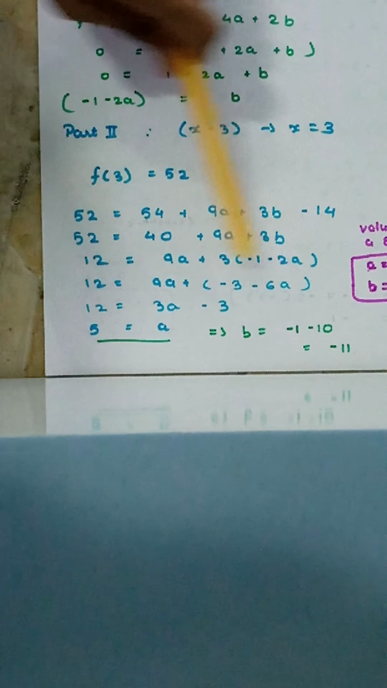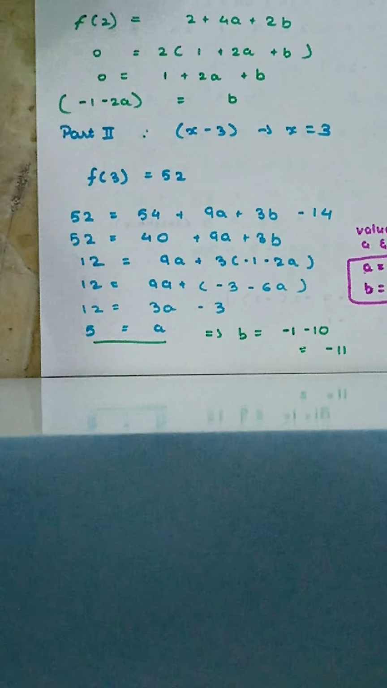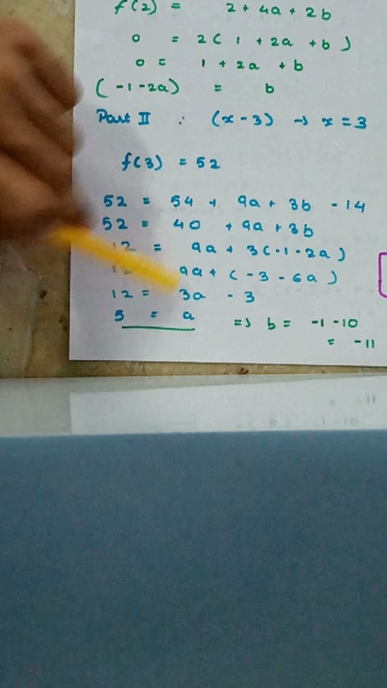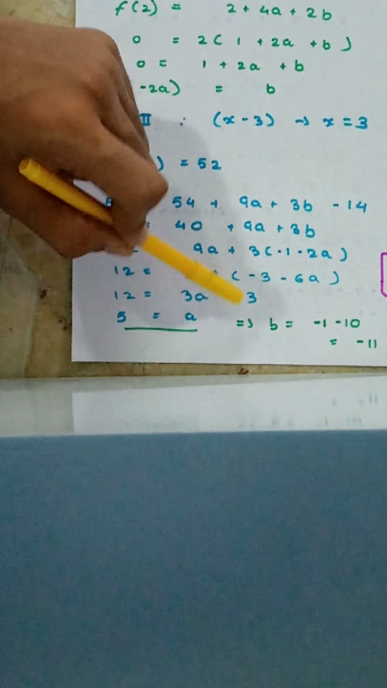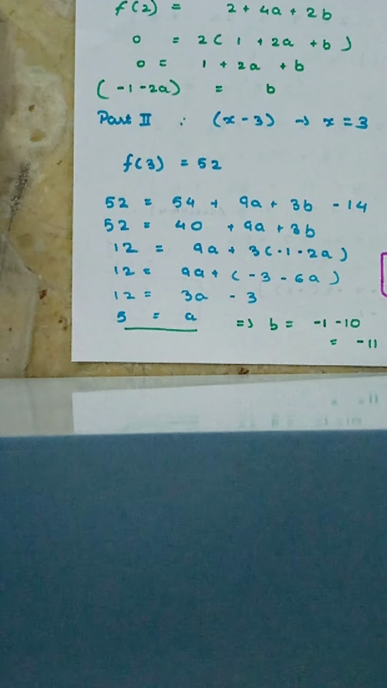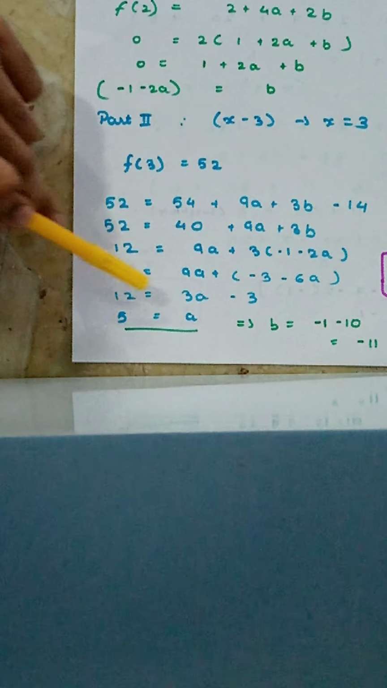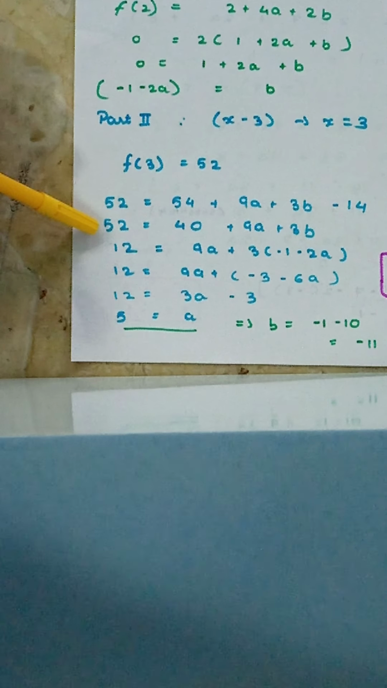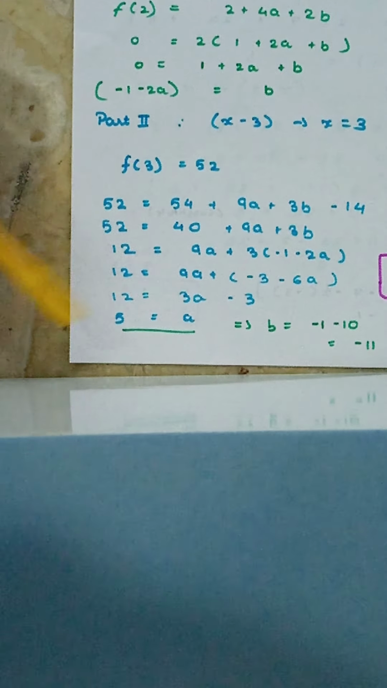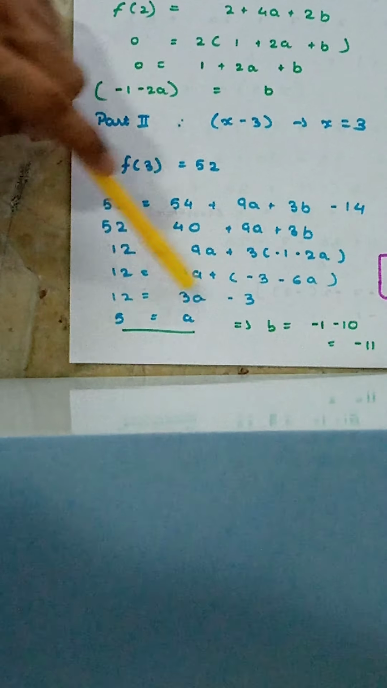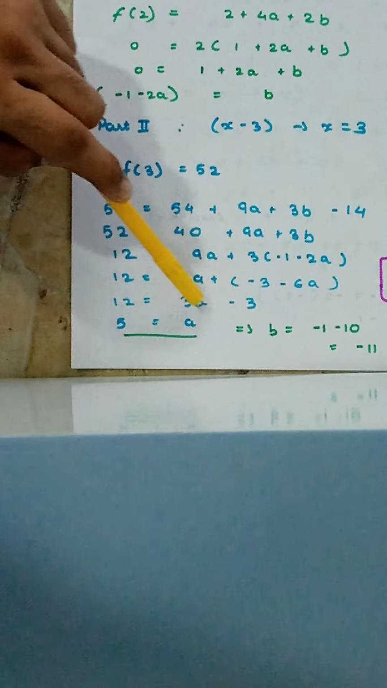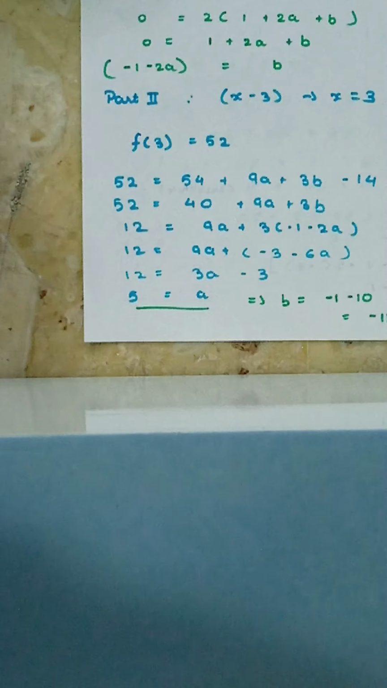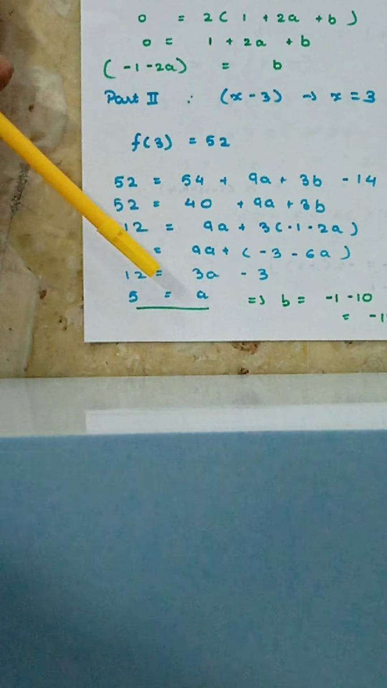You have to take it out as common. Now for this question, you have taken 9a plus minus 3 minus 6a. Now since you have transposed this term to the left side, you get 12. So 12 equals 3a minus 3. So this gives a as the value of 3. So our value of a will be 3.